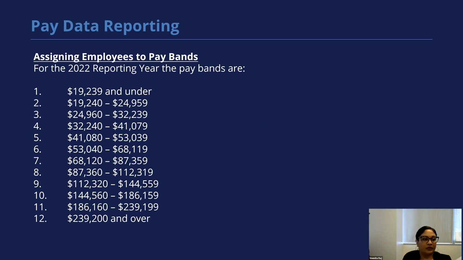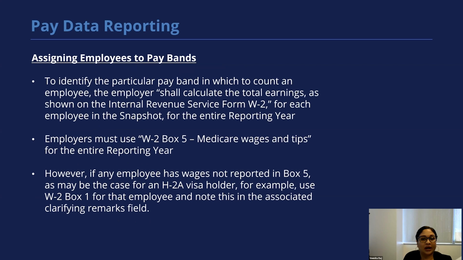After you've gathered that information, how do you determine the particular pay band in which to count the employee? So the CRD states that the employer shall calculate the total earnings as shown on the IRS Form W-2 for each employee. And the employers must use box number 5, which includes Medicare wages and tips for the entire reporting year. There may be some employees who have no reported income in box 5. So in that case, you can use box 1 and clarify that in the clarifying remarks field on the report that's submitted for that particular category.